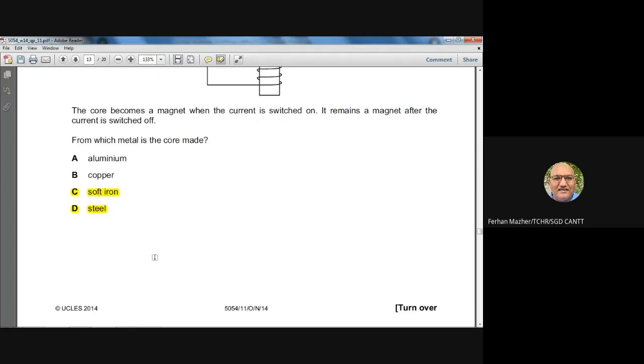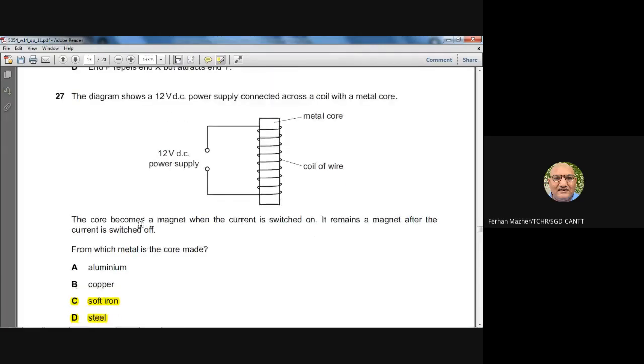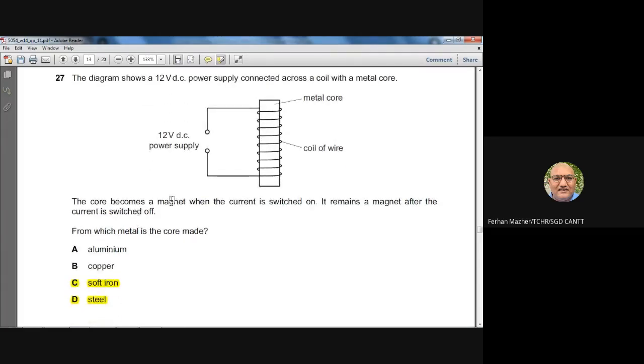D is the right option because D is a hard magnetic material. Once it becomes a magnet, it retains its magnetic properties for a very long time. So steel is the answer. D is the right option. Question number 27, D is the right option. And why have we not chosen iron? Because of this sentence, it remains a magnet after the current is switched off. It retained its magnetism. So it is steel. D is the right option.